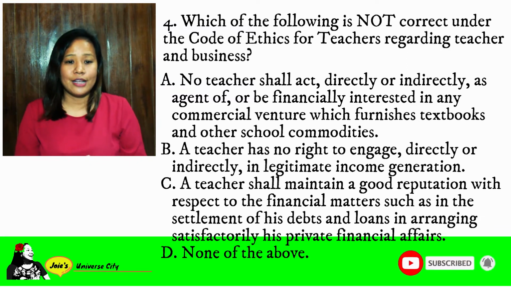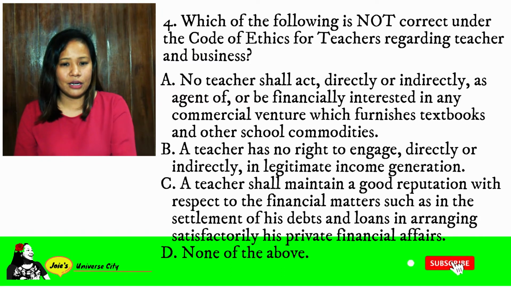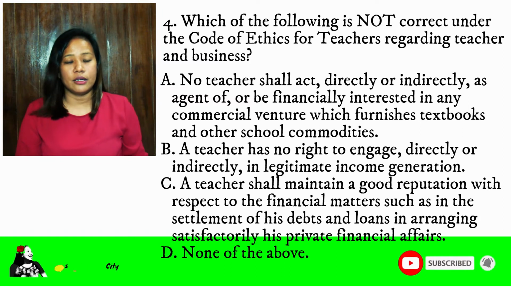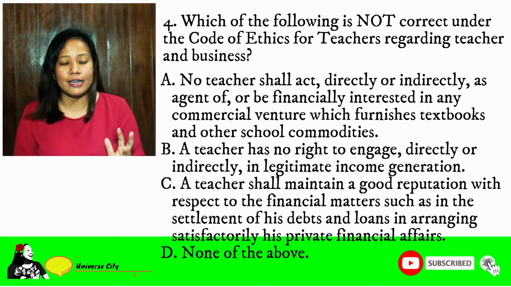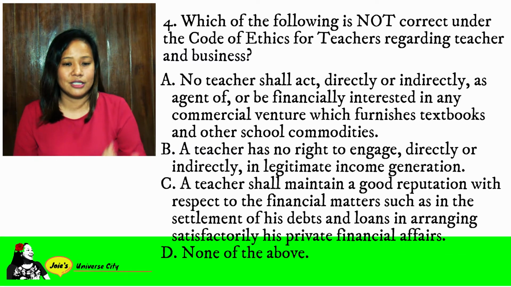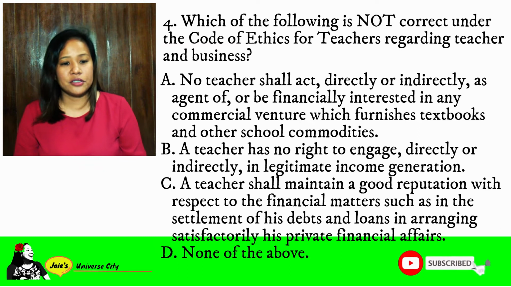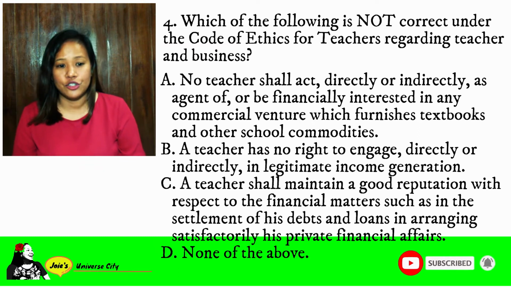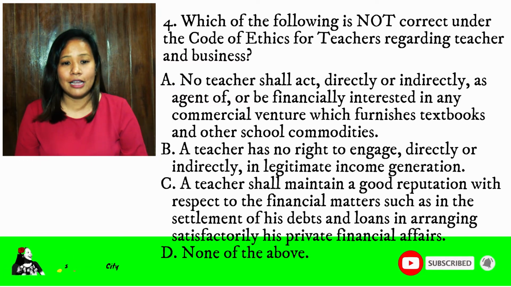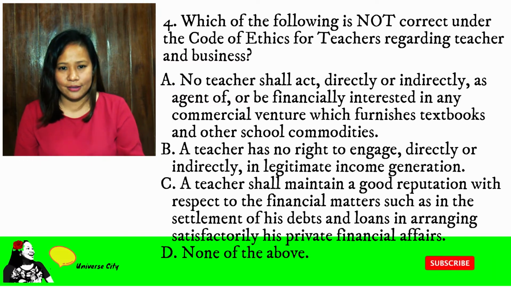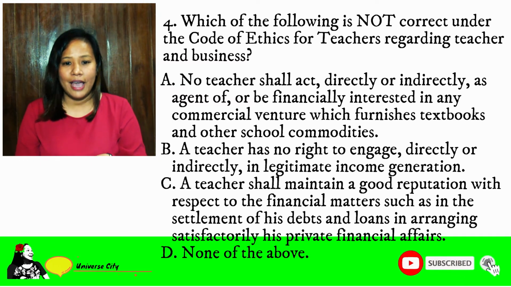Next, a teacher has no right to engage directly or indirectly in legitimate income generation. C. The teacher shall maintain a good reputation with respect to financial matters such as settlement of debts, loans, or arranging satisfactorily his private financial matters. D. None of the above. So which of the following is not correct under the Code of Ethics?